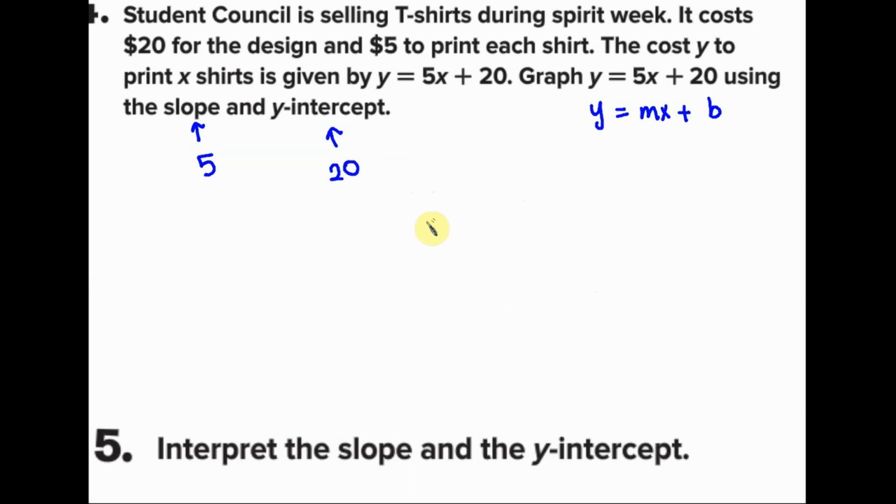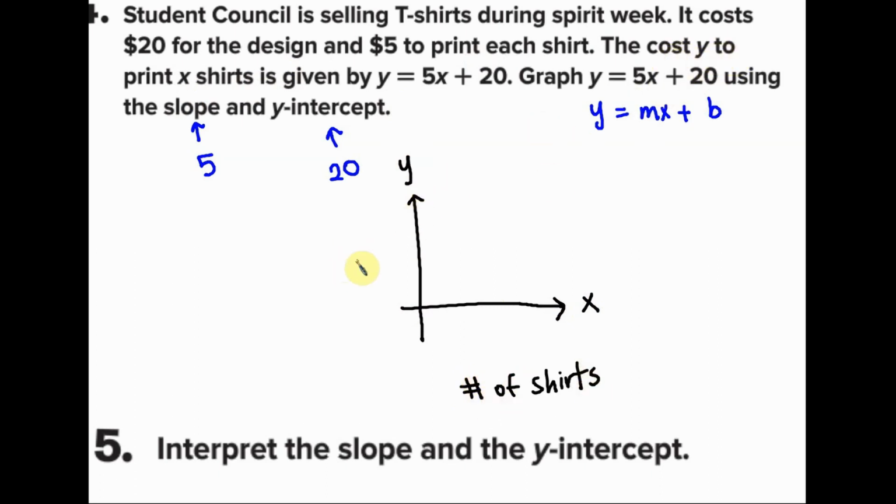So let's graph this problem using slope and y-intercept. If I have a graph, I'm going to draw a little sketchy, x, and the vertical line will be your y value. The x is representing the shirts, so I'm going to say number of shirts, and the y is the cost to print, so I'm going to write a dollar sign. Slope is 5, y-intercept is 20.